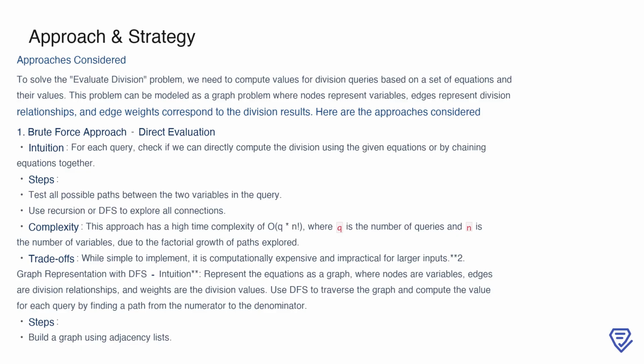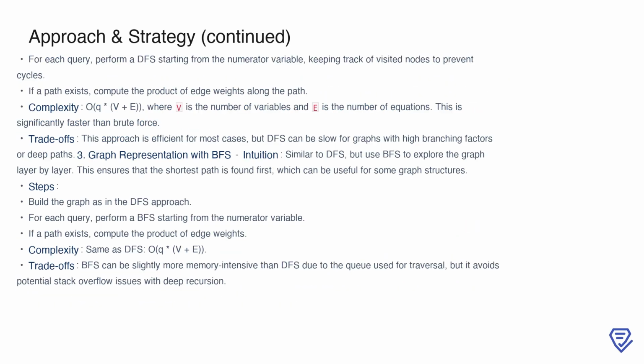The next step builds on this idea by explicitly representing the relationships as a graph and using depth-first search to traverse it more systematically. Building on the graph representation, we can use DFS to evaluate division queries. In this approach, we first construct the graph using adjacency lists, where the nodes represent variables, and the edges carry weights corresponding to the division values. To answer a query, we perform a depth-first search starting from the numerator variable, exploring possible paths to the denominator while keeping track of visited nodes to avoid cycles. If a path exists, we calculate the result by multiplying the weights along the path.